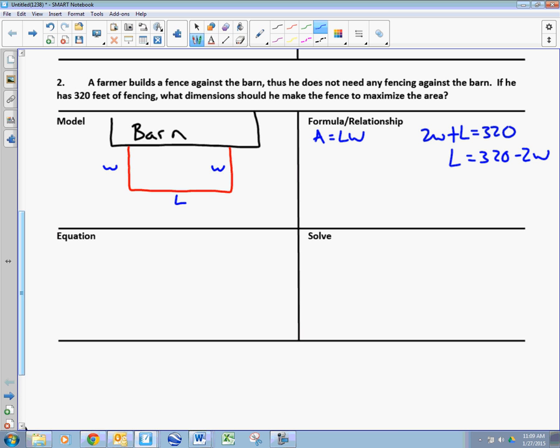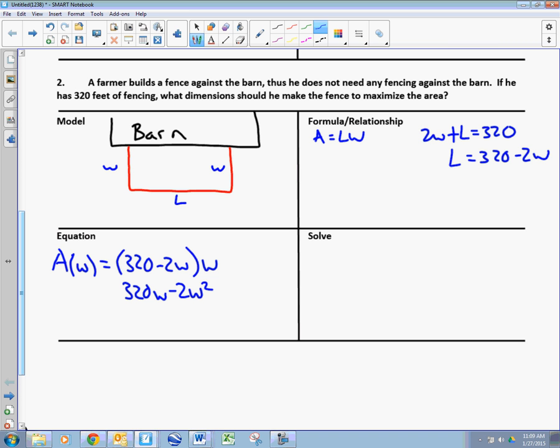So area is equal to L times W. L is 320 minus 2W. I can now write a function for area in terms of what variable? W. Amber, A for the day. We get length is 320 minus 2W. We'll multiply that by W. We get 320W minus 2W squared. That is the function of area.